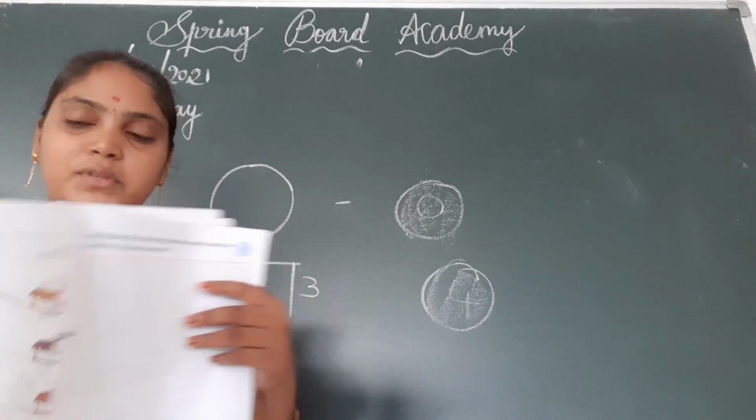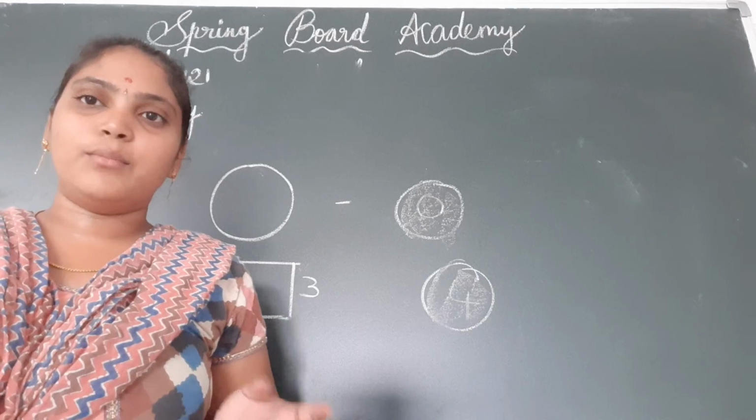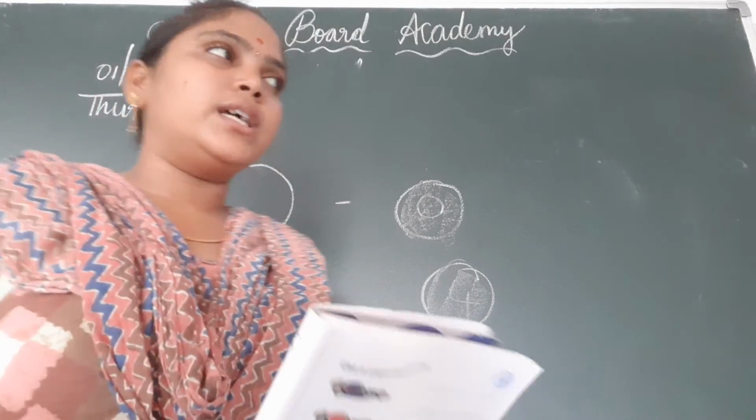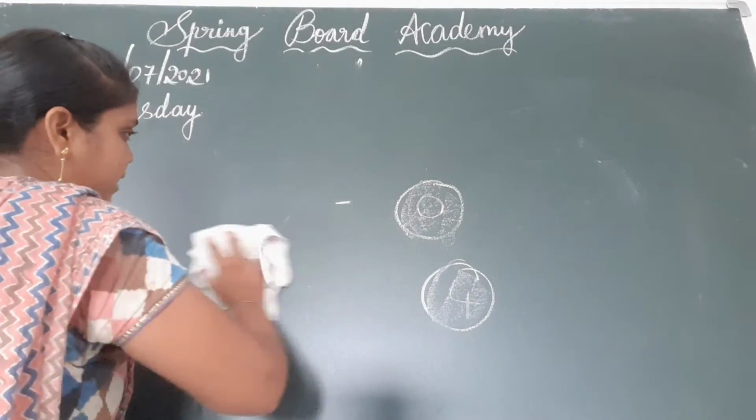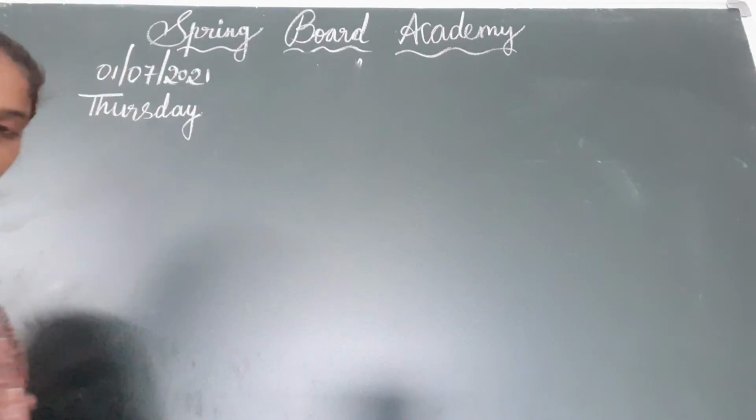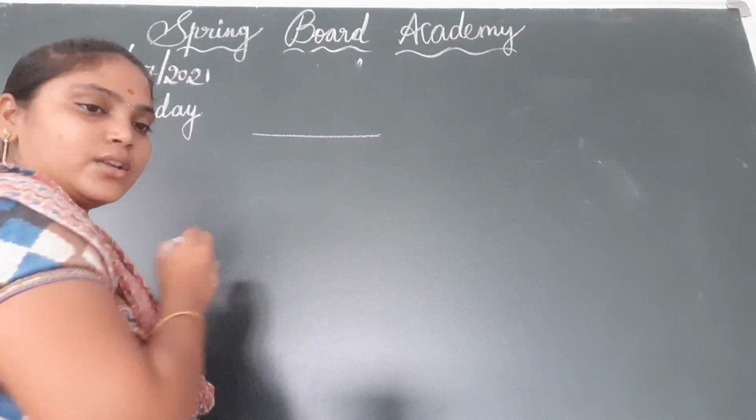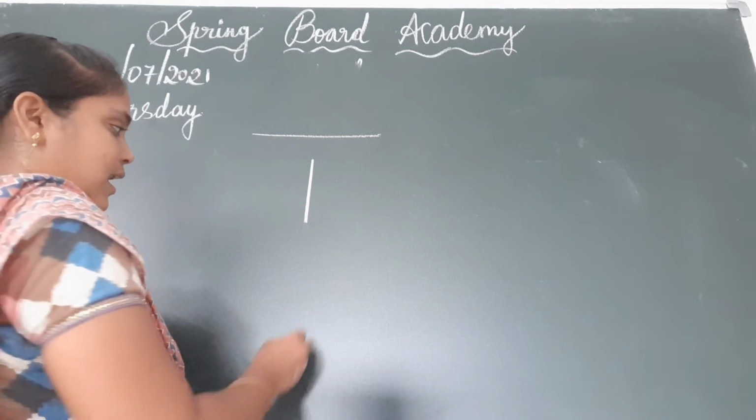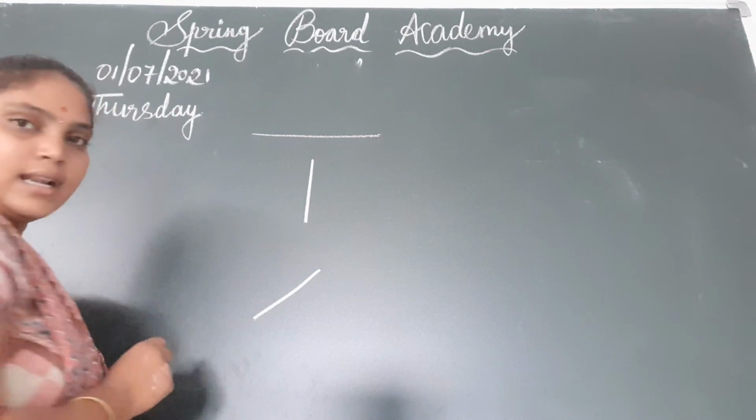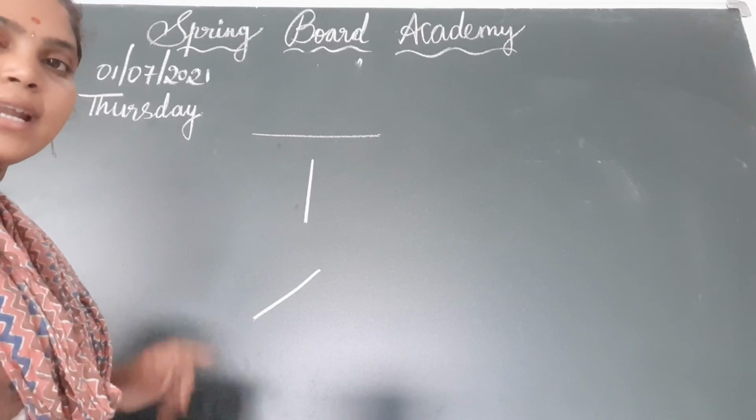Okay, children. This is about today's class. In this class we discussed lines. What are the lines we have discussed, children? We discussed 3 types of straight lines. What are they? Horizontal line, vertical line, slanting line.